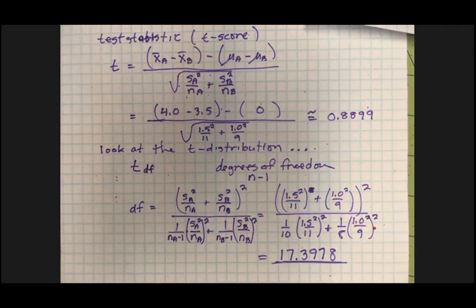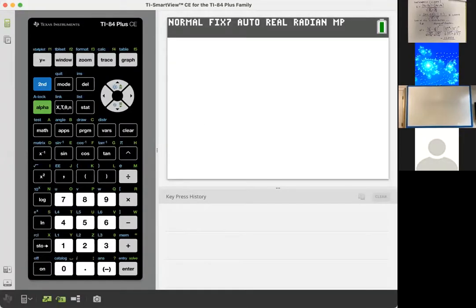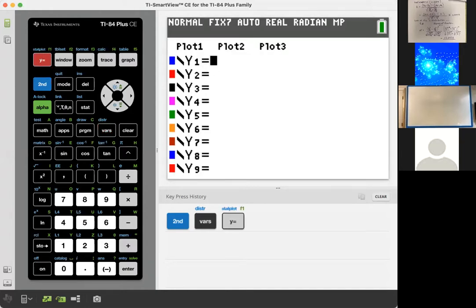So let me show you where that is on your calculator. I'm going to get the calculator screen clear. And then I'll share the screen with you and we'll draw the picture together. And that'll be the last thing we do, unfortunately, because we're using up our time. So let's go to draw a t-distribution. So ordinary t-probability distribution function. Let's put that right here.